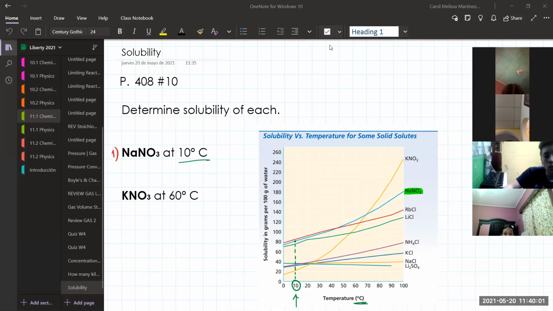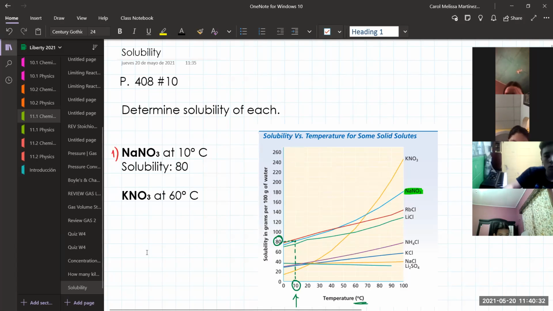So according to this, the solubility of sodium nitrate is 80. So at 10 Celsius degrees, solubility is 80.